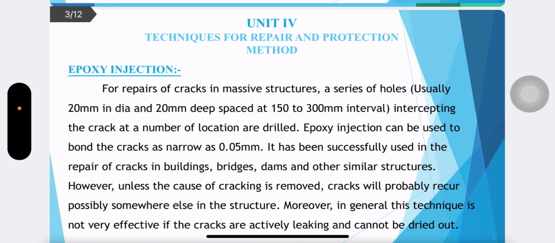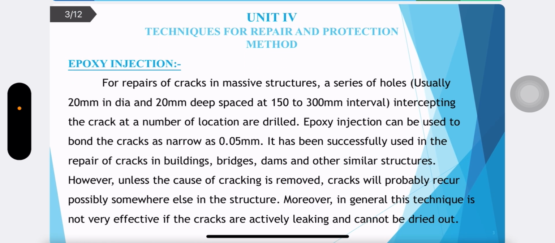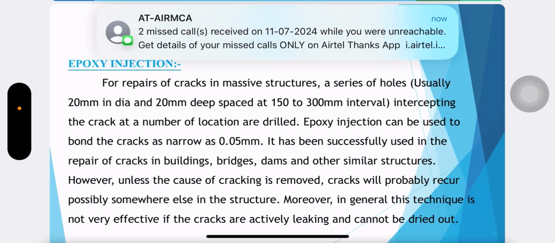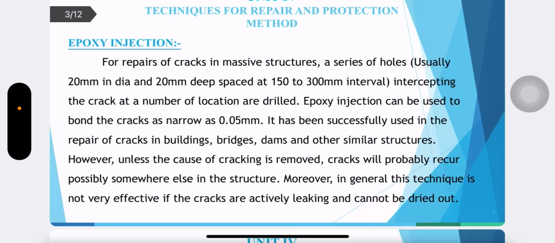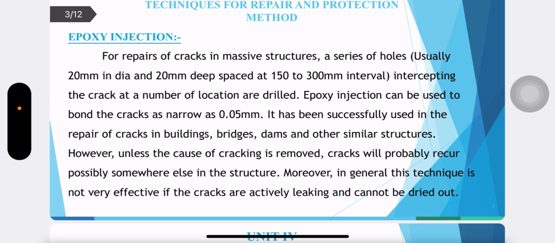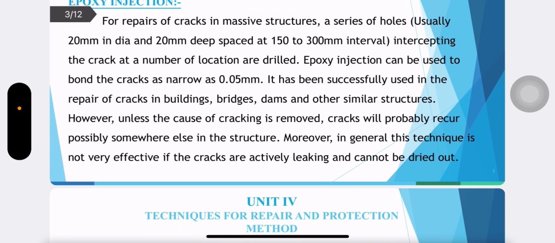So for repairs of cracks in massive structures, a series of holes, usually 20 mm in diameter and spaced at 150 to 300 mm intervals, intercepting the crack at a number of locations, are drilled. Epoxy injection can be used to bond cracks as narrow as 0.05 mm. It has been successfully used in the repair of cracks in buildings, bridges, dams and other similar structures.